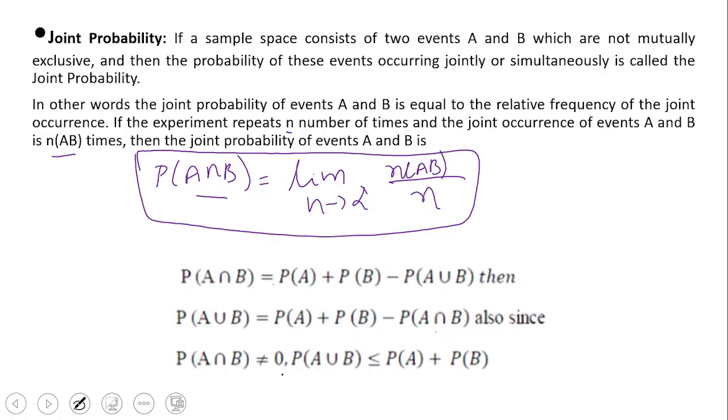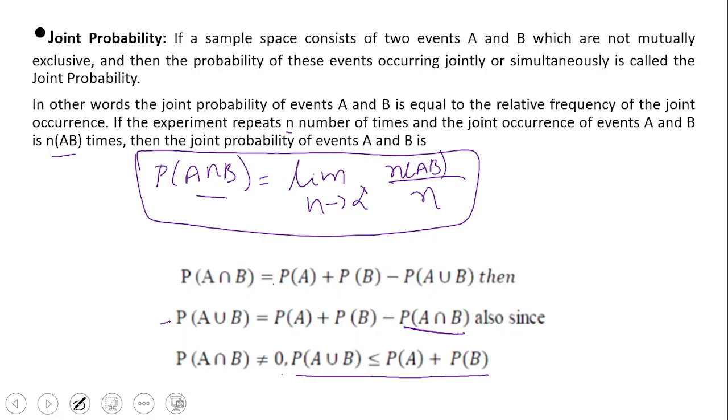Then if this is not equal to 0, what we can say is that P of A union B is less than or equal to P of A plus P of B. So we can say that the probability of union of two events is always less than or equal to the sum of the individual probabilities, because here the joint probability is not equal to 0.